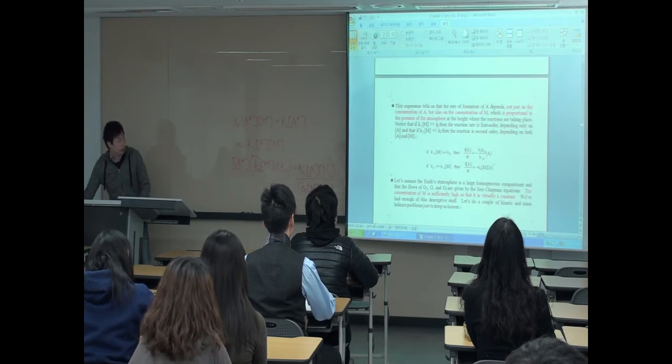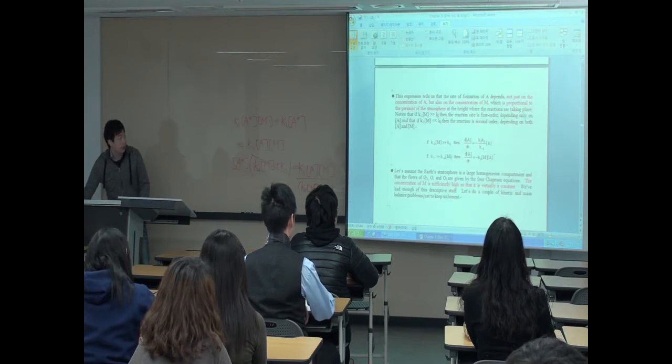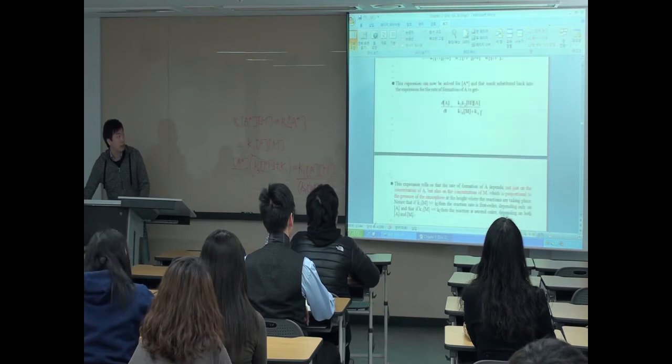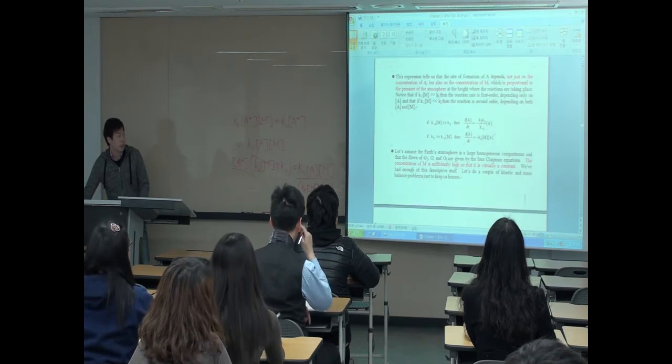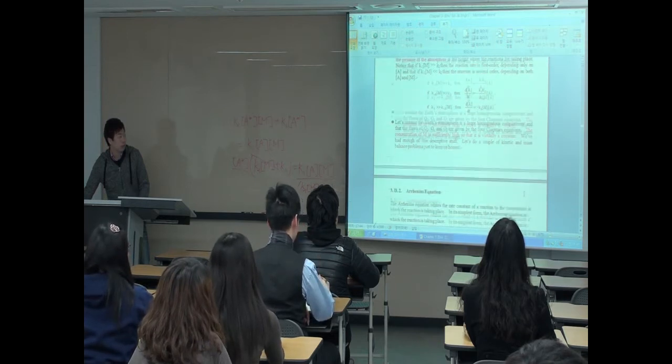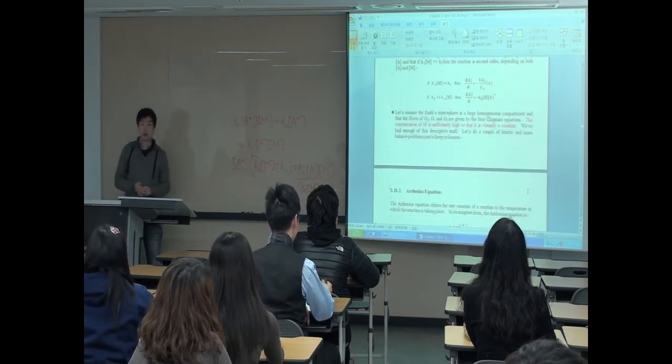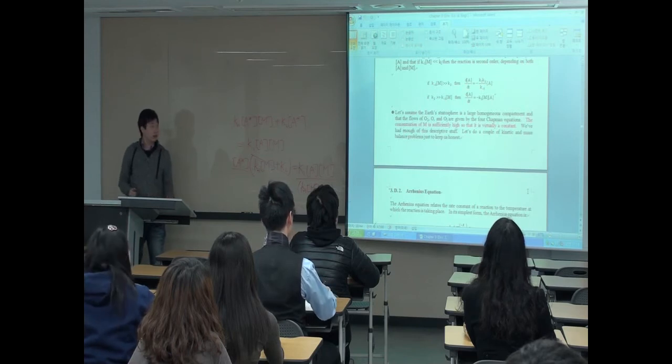And secondly, if K2 is much larger than K minus 1, you can ignore this expression, and you can remove K2 and K2. So the equation can be expressed like this. That is the PSSA.